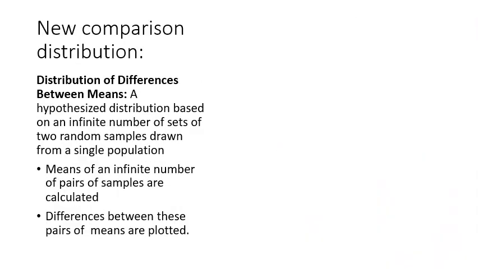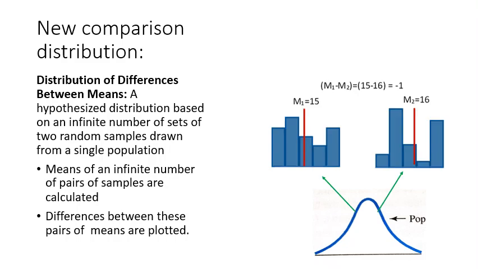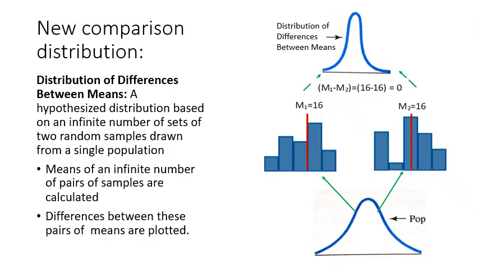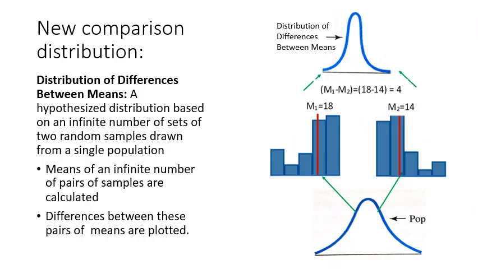We have a new comparison distribution then. It's called the distribution of the difference between means. And it's hypothesized, it's our mad scientist again, who had a single population, drew out an infinite number of samples, calculated the mean for each, subtracted one from the other, plotted it. It's that whole theoretical idea. And so there's our main population, our general population. We drew our two samples, right? We took mean 1 minus mean 2 equals 15 minus 16 equals -1. We plotted that. We did it again, plotted it, did it again, plotted it.